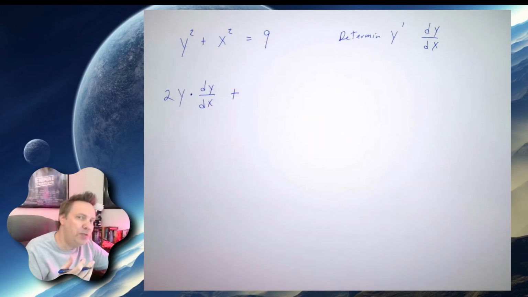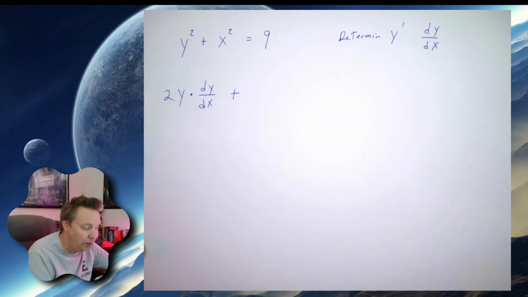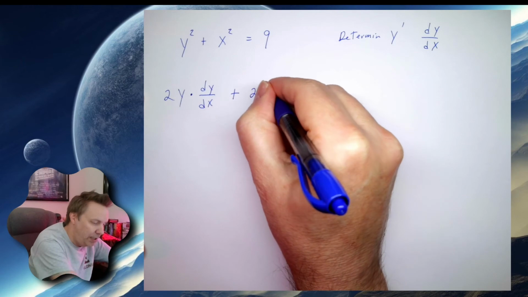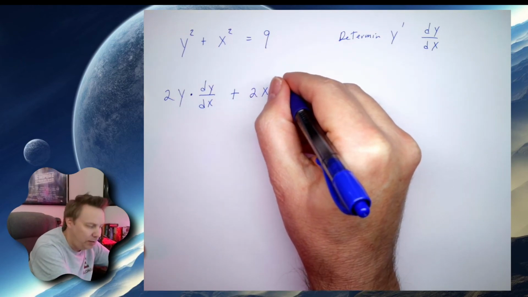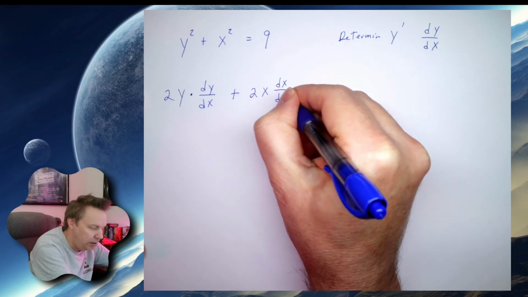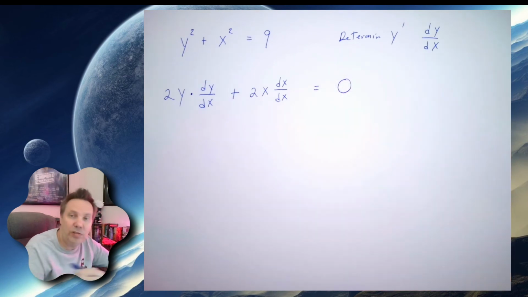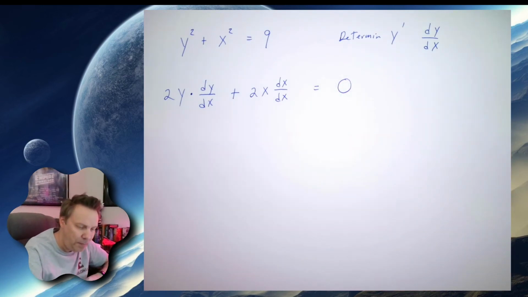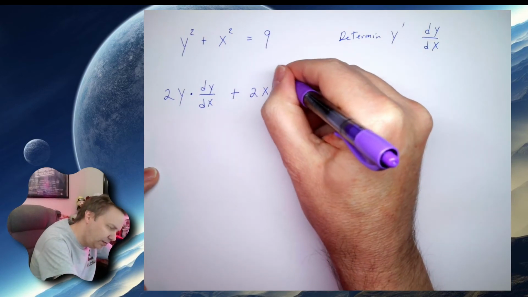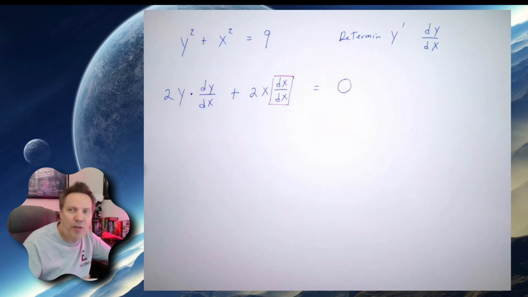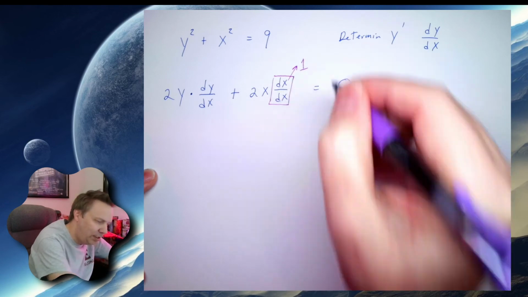Plus, I'm using the sum rule here. What's the derivative of x squared? Well, take the derivative of the outside, leave the inside alone. Derivative of x, well, that's the inside, x, right? It's dx over dx, is equal to the derivative of 9. Now, most of the time, I don't even bother writing this, because I know this, well, that's just equal to 1.